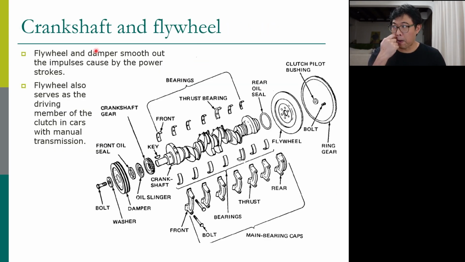Now, the crankshaft will have the cranks. In this picture, this is the crankshaft of a 4-cylinder engine. This is the first one, second one, third one, and fourth one. Normally the second and third are on the same side, and the first and the fourth are on the other side, like that.